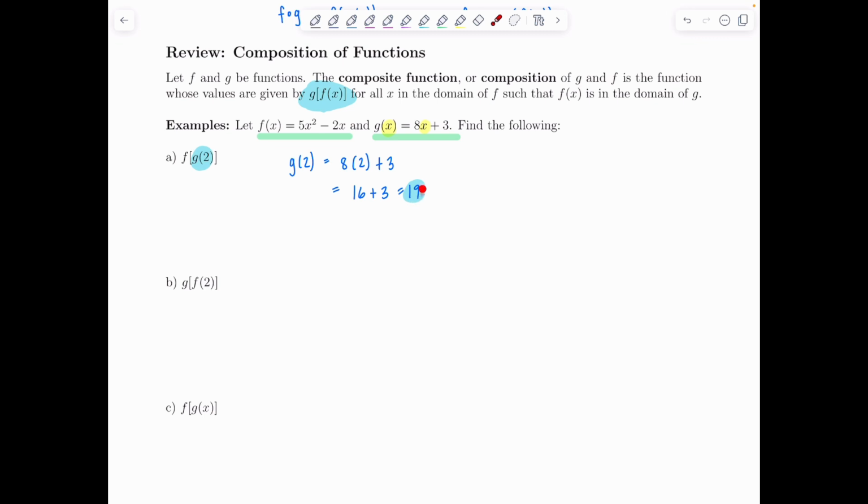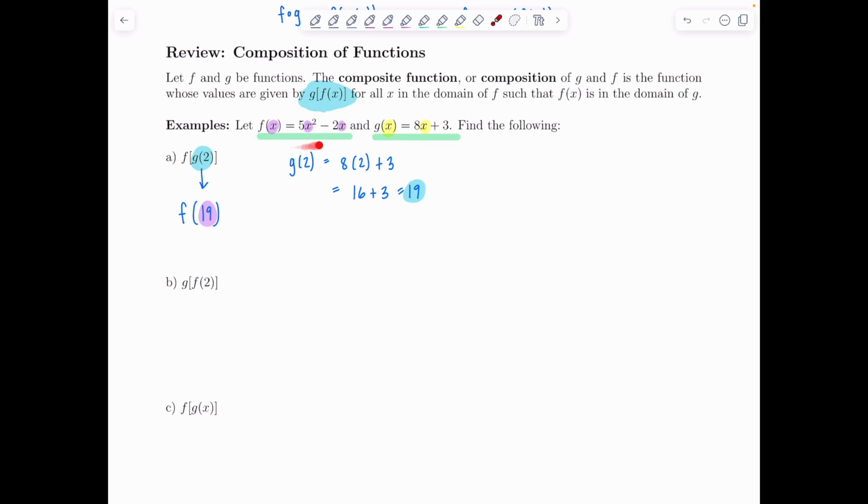Now what I'm going to do is take that 19 and substitute it in for g of 2 right here. So then I can rewrite this as f of 19. I don't need to keep the brackets anymore. g of 2 got replaced with 19. Are we okay so far? Fabulous. Now I take this lovely little 19 and substitute it in for x into the other function f of x. So now we want f of 19.